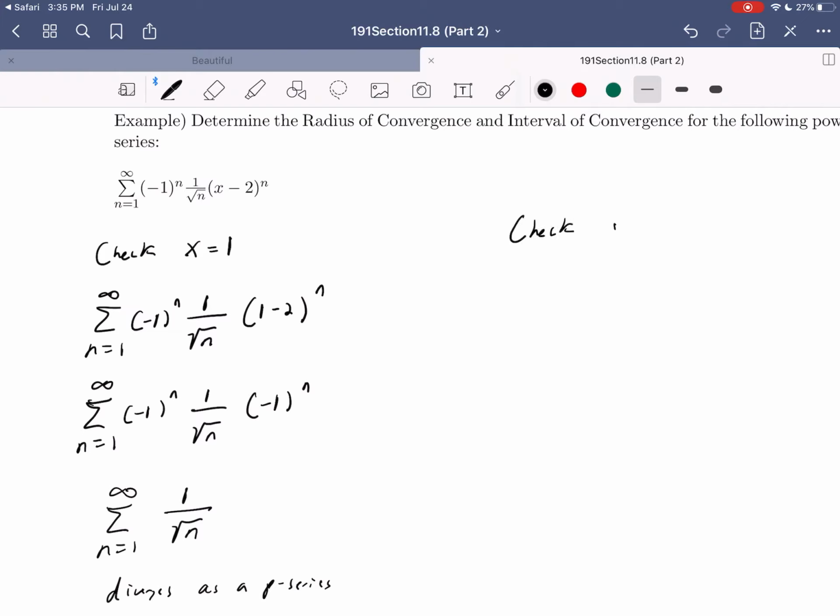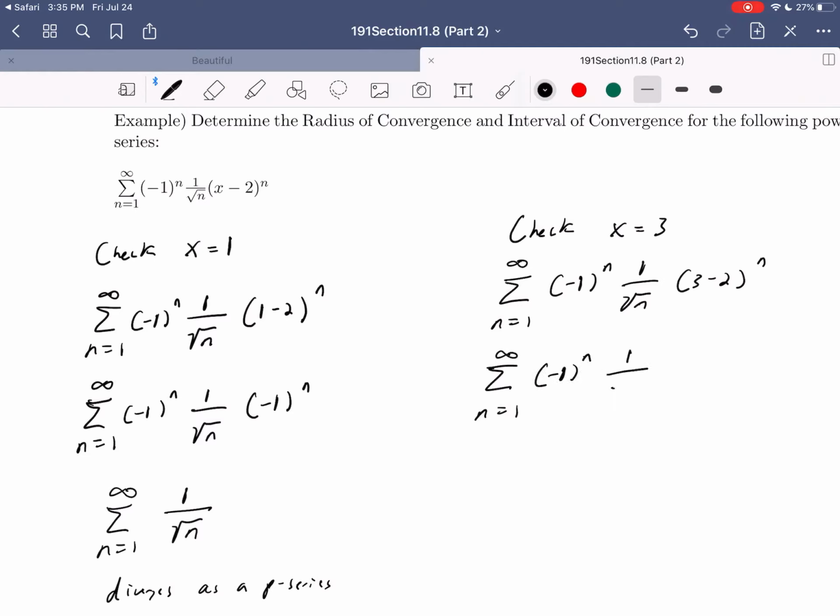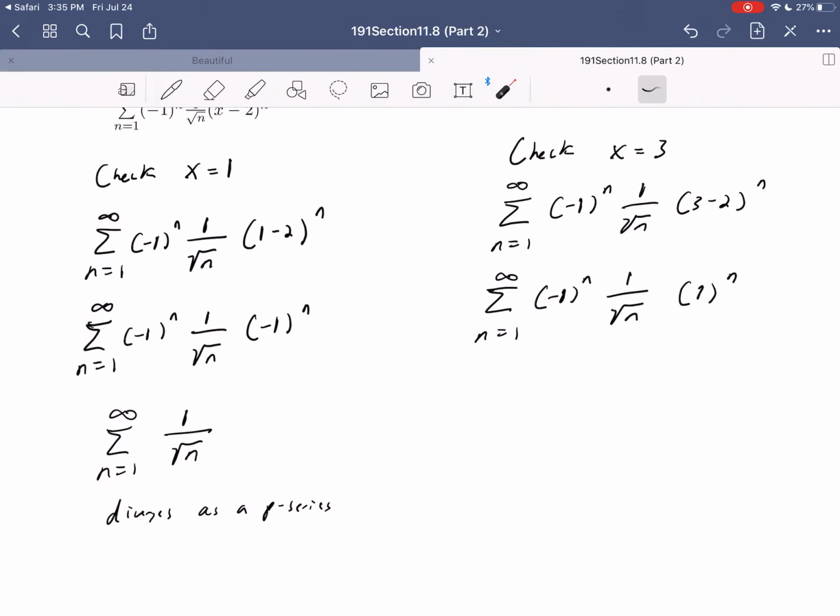Let's go ahead and check x equals 3. For x equals 3, we have the sum from n equals 1 to infinity of minus 1 to the n, 1 over root n, times 3 minus 2 to the n. So that gives us the sum of minus 1 to the n, 1 over root n, times 1 to the n. Of course, 1 to the n is just 1, so we don't even need that. So we end up with the sum from n equals 1 to infinity of minus 1 to the n, 1 over root n.